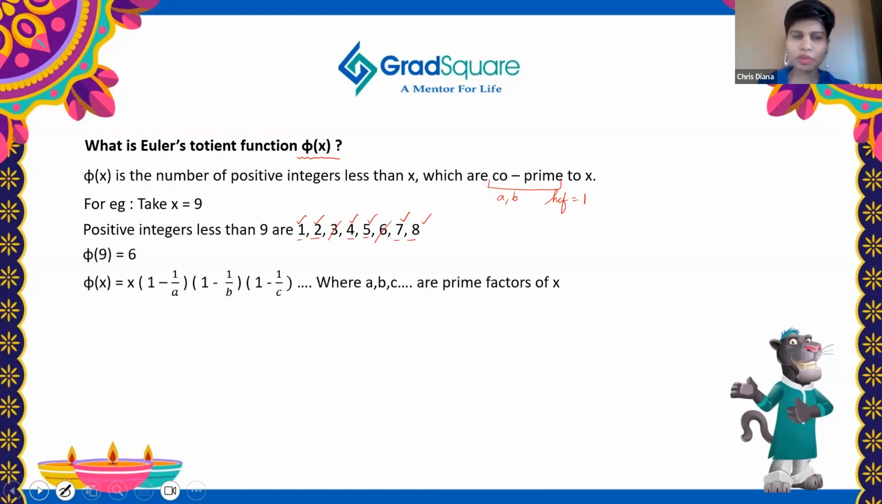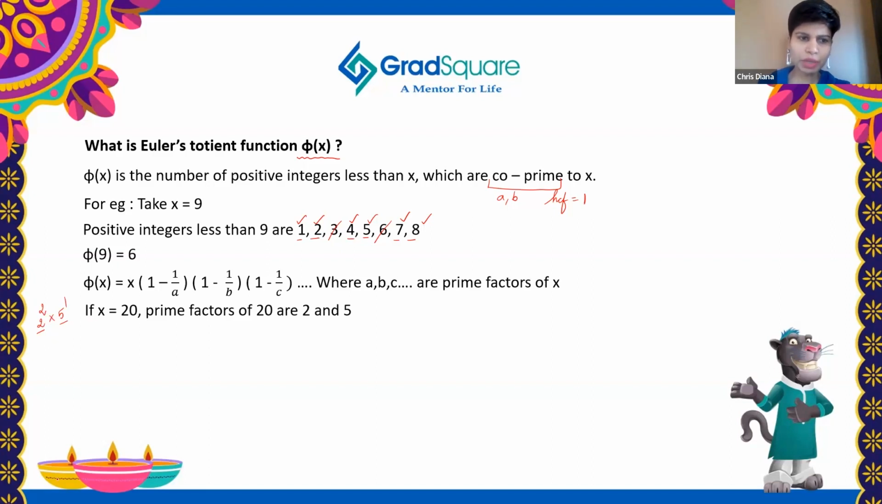So let's take the small formula. Phi of x can be got by x into (1 minus 1 by a) into (1 minus 1 by b) into (1 minus 1 by c) into (1 minus 1 by d) and so on, where a, b, c, d are all the prime factors of x. So 20 can be expressed as 2 to the power 2 into 5 to the power 1. So the prime factors of 20 are going to be 2 and 5.